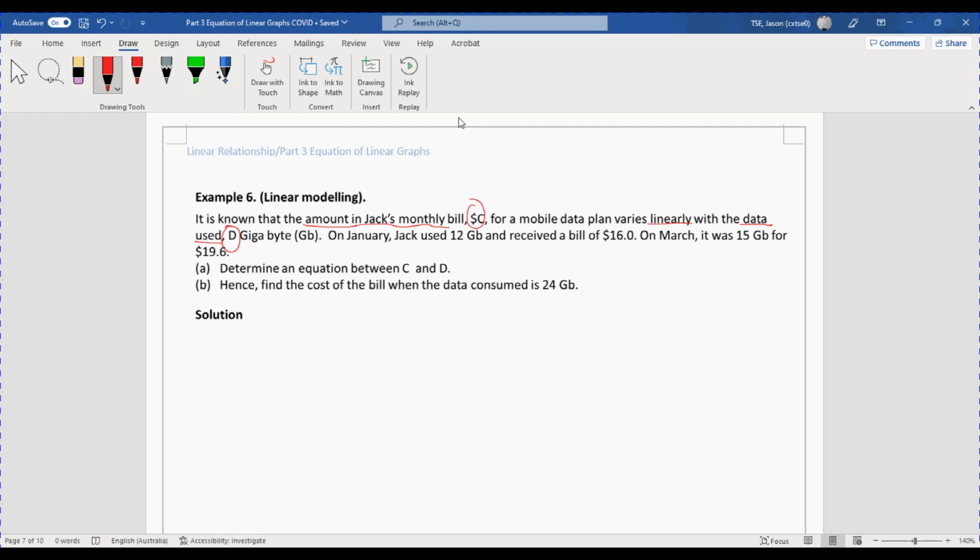How about that 12 gigabytes? That should be the data, so that's one of the D values, and received a bill of $16, that obviously should be a C. That's on January. Then there should be at least another pair. On March, it was 15 gigabytes for $19.6. Again, two numbers. That's a D.